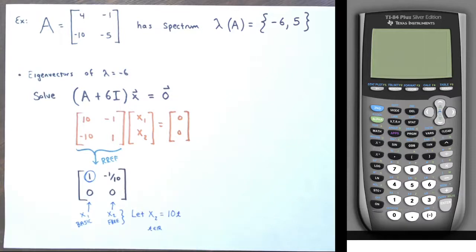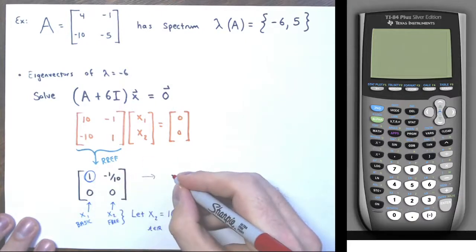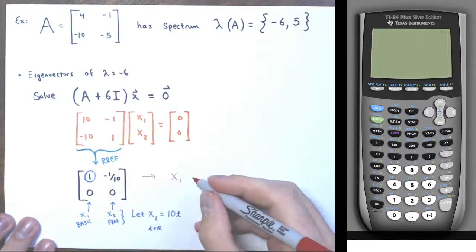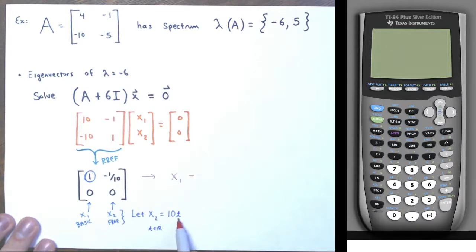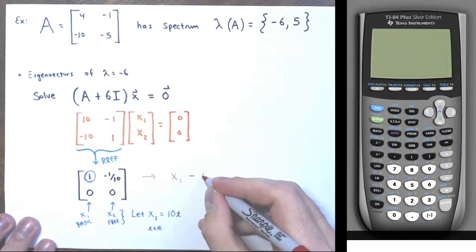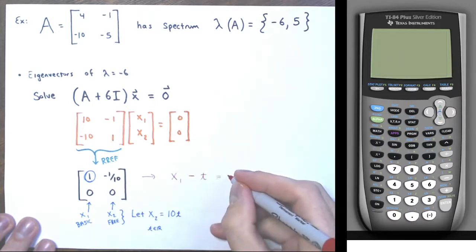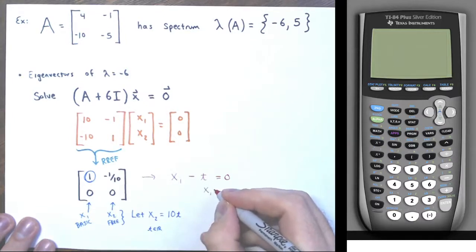All right, so if I do that, then we get the following. The first row would imply that x1 plus negative 1/10 x2, so that'd be minus 1/10 times 10t. And do you see how the 10s would cancel? I'm not writing it, but negative 1/10 times 10t would just be negative 1t. And that's the whole reason I made this 10t, so that the fraction would go away. And imagine you know that the equal 0 has got to be there. This needs to be equal 0. So x1 would have to be t.